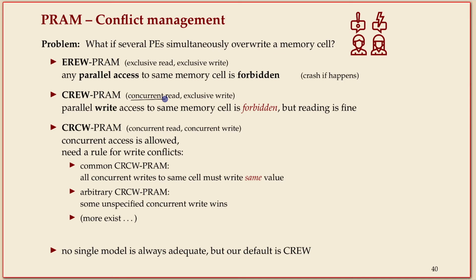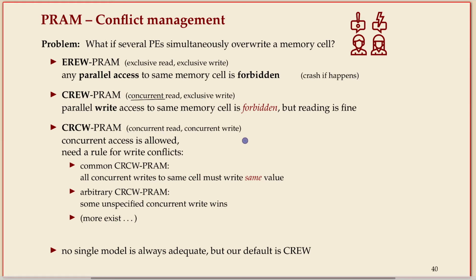And indeed, this is something that hardware supports. Reading a value from shared memory is fine if this is done in parallel. There's not a substantial slowdown from doing this. And in this model, still, writes have to be exclusive. So only one processing element can write any cell at any time.